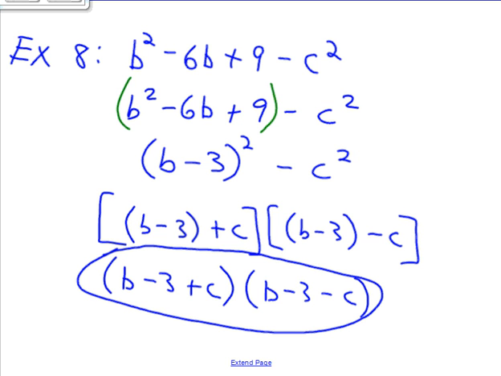Yes. Sorry, could you do it like the other where you have b squared minus 6b plus c squared? Well, that would be going right back to where you started. You'd be going backwards. All right.